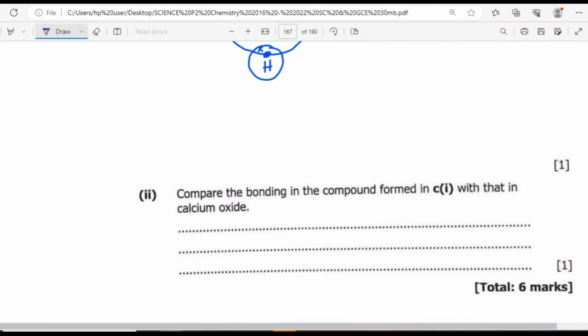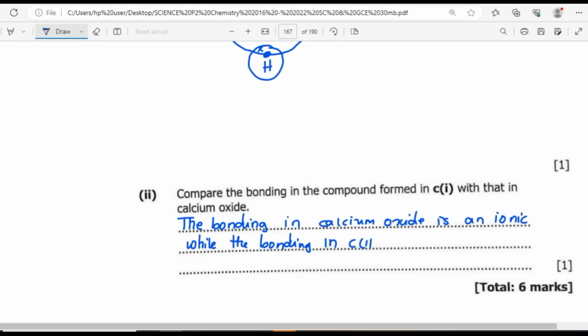Then compare the bonding in the compound formed in C1 with that in calcium oxide. So the bonding in calcium oxide is ionic, while the bonding in C1 is covalent. If you want to use this, you can just say the bonding in calcium oxide involves the transfer of electrons, while in C1 the sharing.